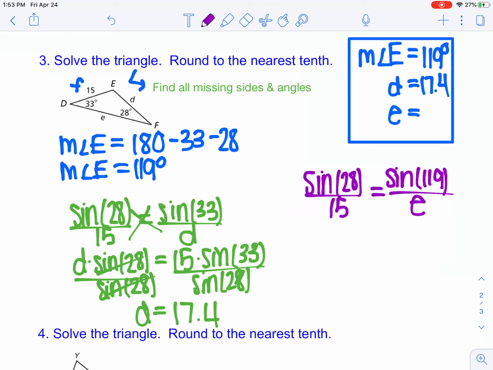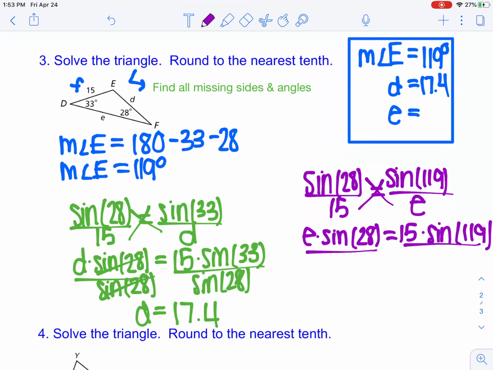Now that we have our proportion set up, we can go ahead and cross multiply. We have e times the sine of 28 equals 15 times the sine of 119. Divide both sides by the sine of 28.